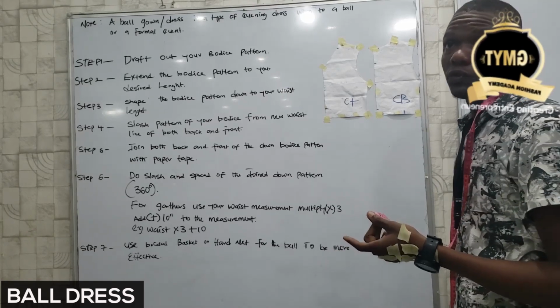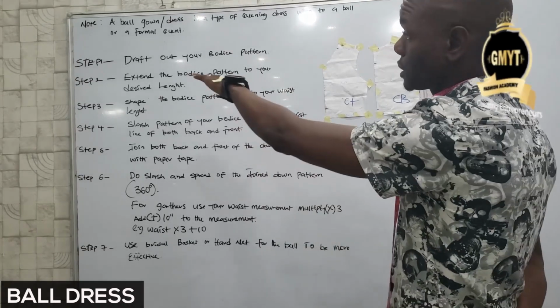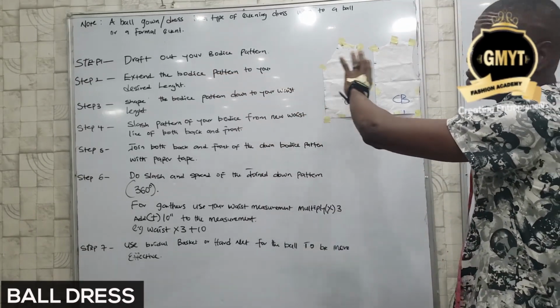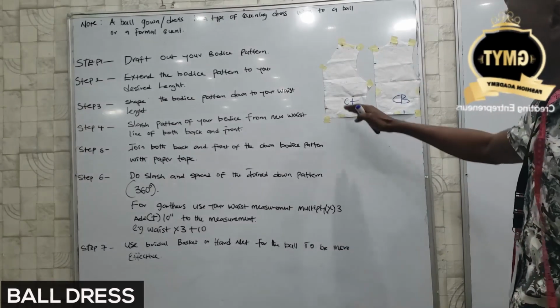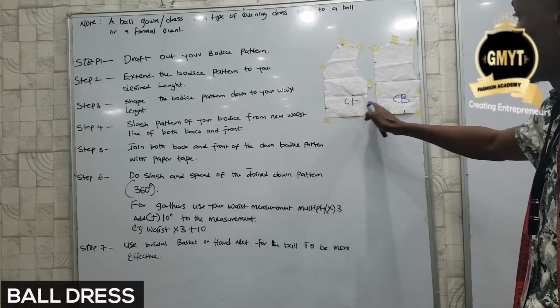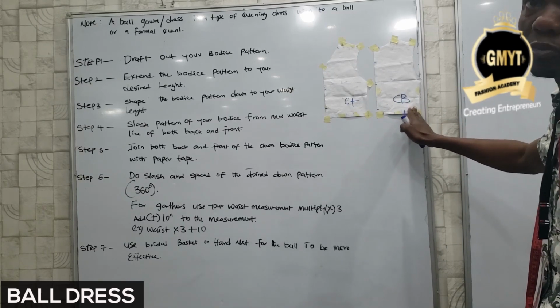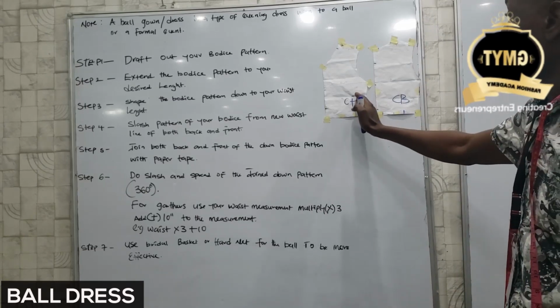Now the first stage for you to achieve your ball dress is to draft out your pattern. The first step here is to draft out your body's pattern, which consists of both back and front. Now you look at the board, this small part of the board, I have my body's pattern here, I have my CF and I have my CB. So this is the miniature of my pattern. If you're making for yourself, you're making the big one. Now we have the miniature pattern.